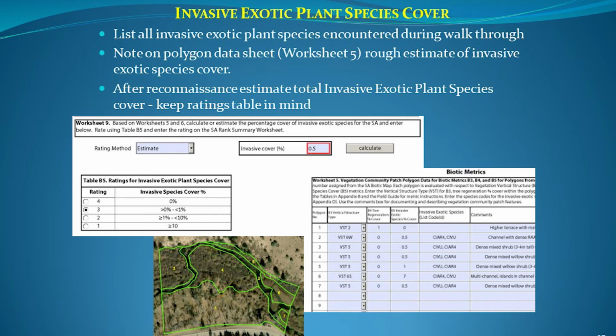And that estimate is really just for you. The important part is that rating. Was it 0, 0 to 1, 1 to 10, or more than 10? So that's it. We've rated our invasive exotic plant species cover. That was our last biotic metric. We've rated all 5 of our biotic metrics.